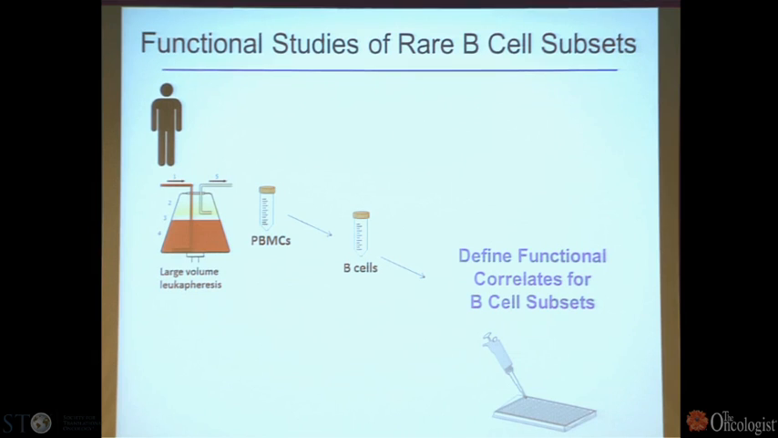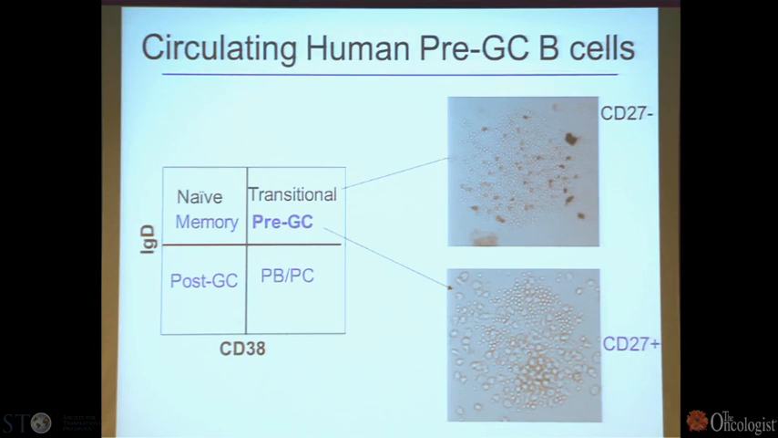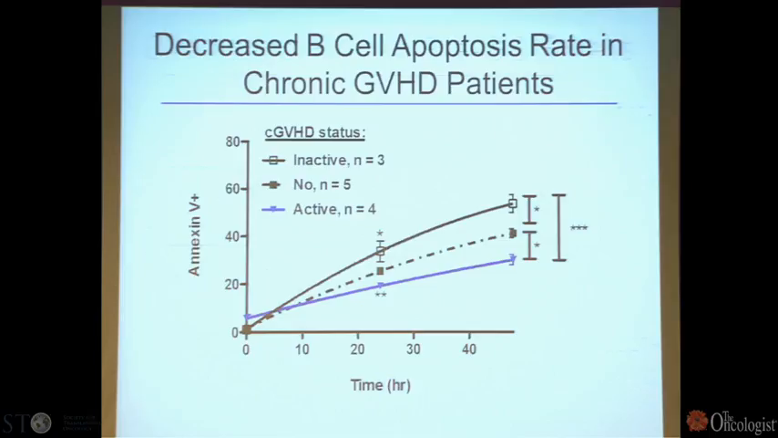To get further information about these cells, we have to do large volume leukapheresis collections from our patients so that we can study these rare B cell populations, and that's just what we do. Again, so we can define functional correlates, and I'm going to show you that pre-germinal center B cell again here under the microscope. A picture's worth 1,000 words. That B cell compared to what is the most recent bone marrow emigrant, the transitional cell, is clearly different when you look. These B cells are large, they're surviving, and they look activated.